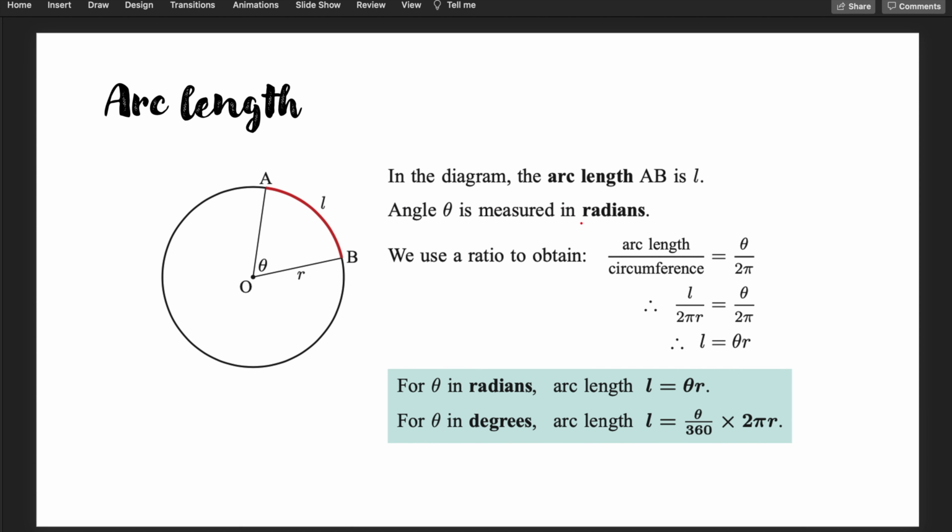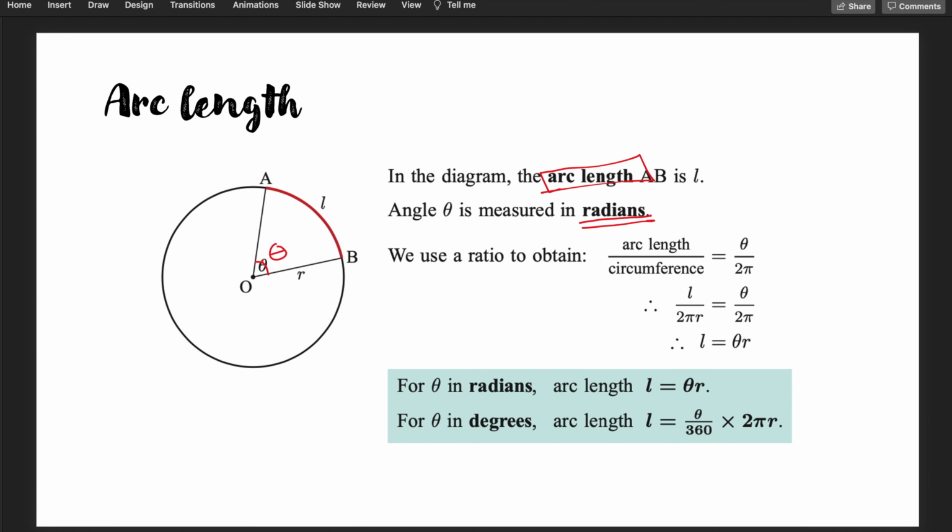This is extremely important. If this is in degrees, your calculation and your answer will be completely wrong. So this has to be in radians. We need to know the angle and the radius in order to find the arc length. We can use the ratio: arc length by circumference equals theta by 2 pi. This makes sense, right?